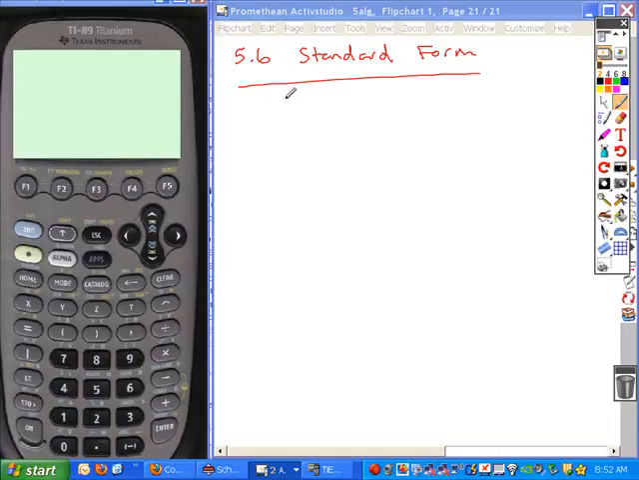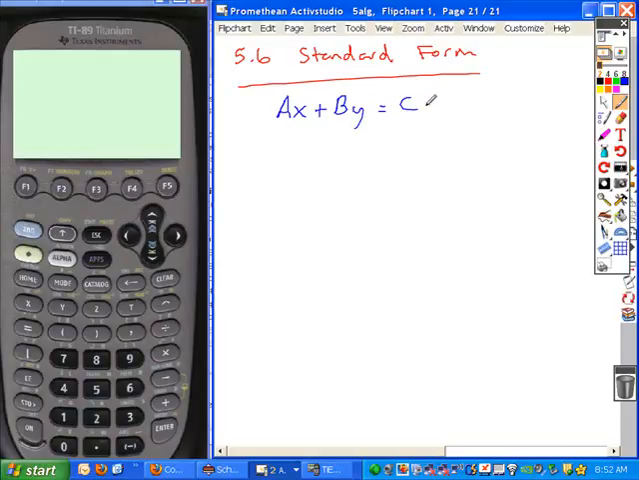Standard form is given as ax plus by equals c. There's a reason that A, B, and C are capitalized, and that reason is these are going to be integers. So you cannot have fractions or decimals. You can't have decimals or fractions at all as your coefficients when you write something in standard form.